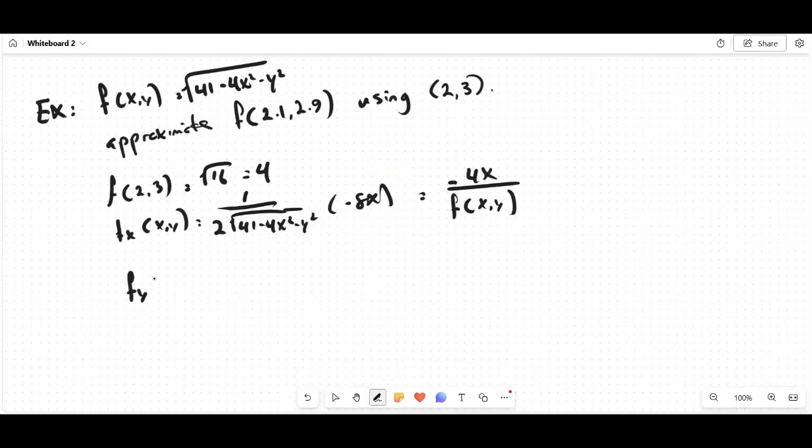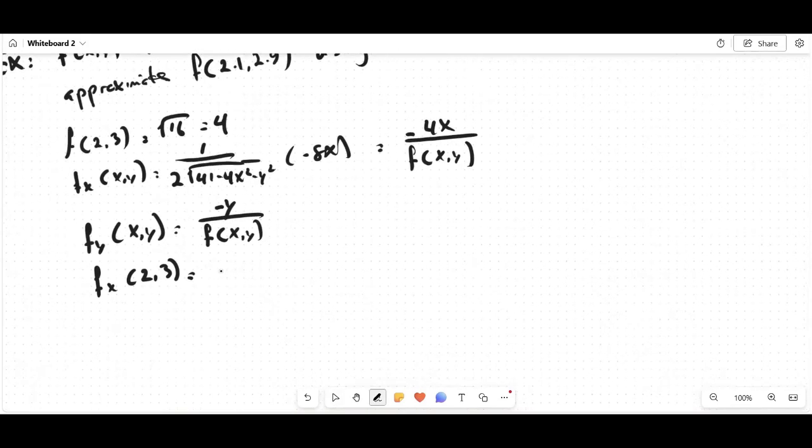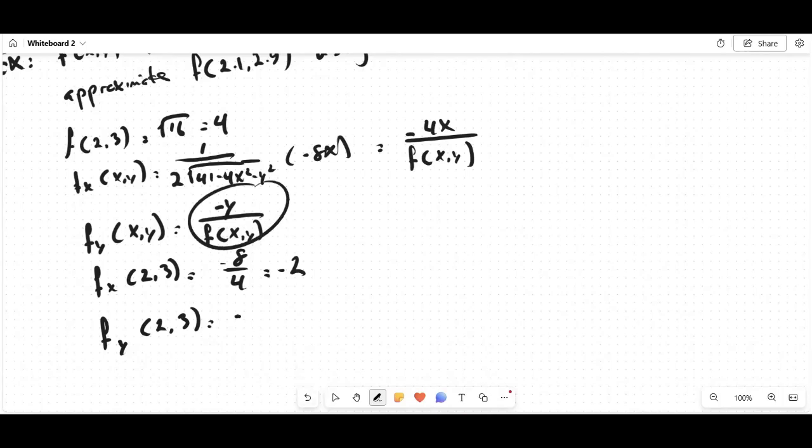And then the derivative in the y direction, I'm going to skip the uninteresting stuff. It's just negative y over f of x, y, for basically the same reason. If we evaluate f sub x at 2, 3, we already know that the function comes out to be 4. So we get negative 8 over 4 equals -2. And then we plug in 3 for y right here, and we get -3 over 4.